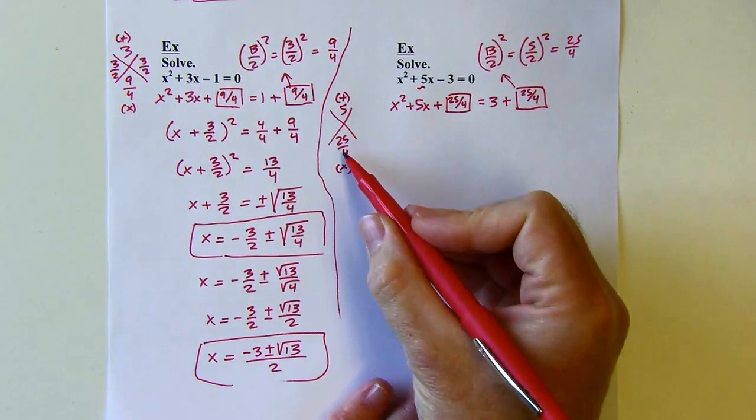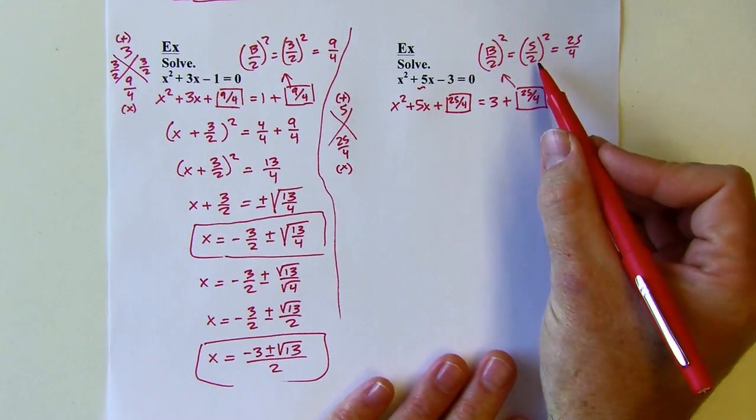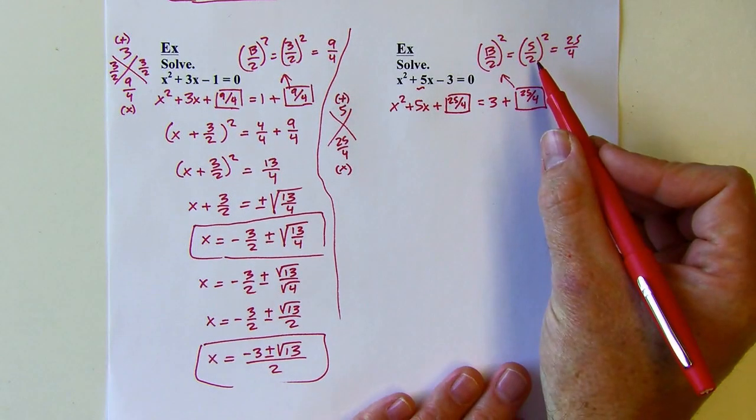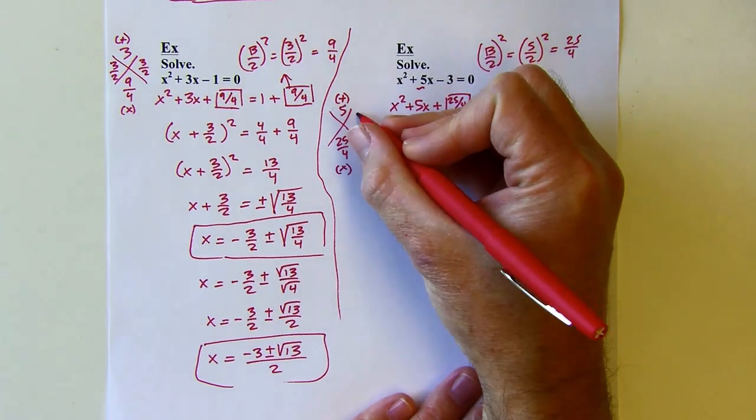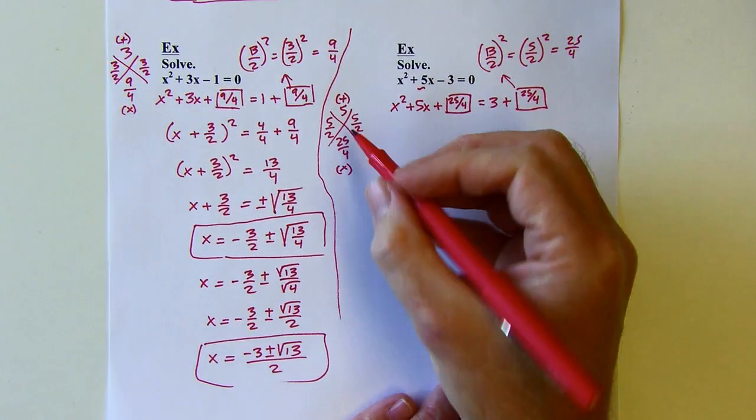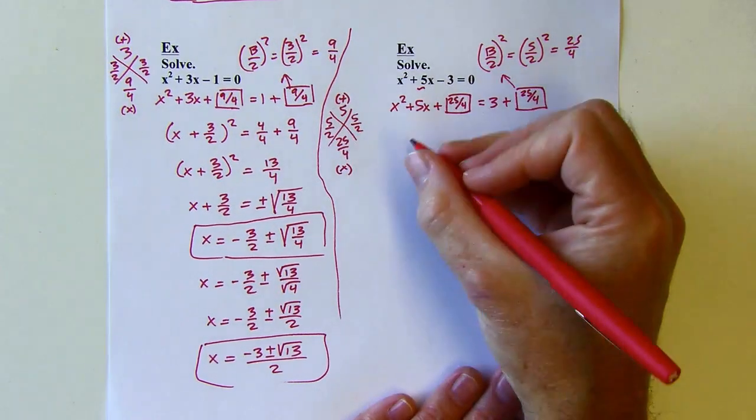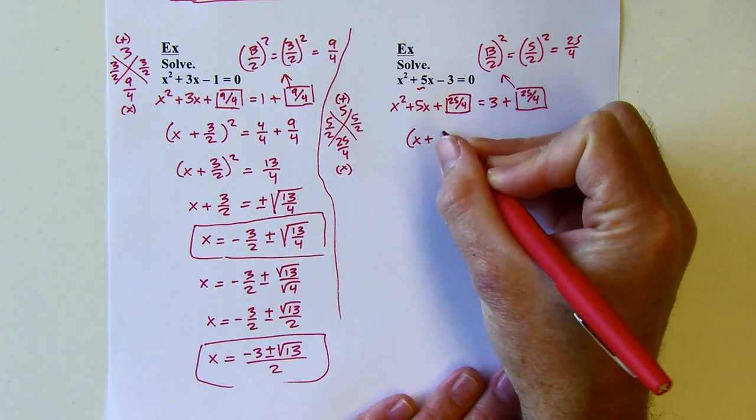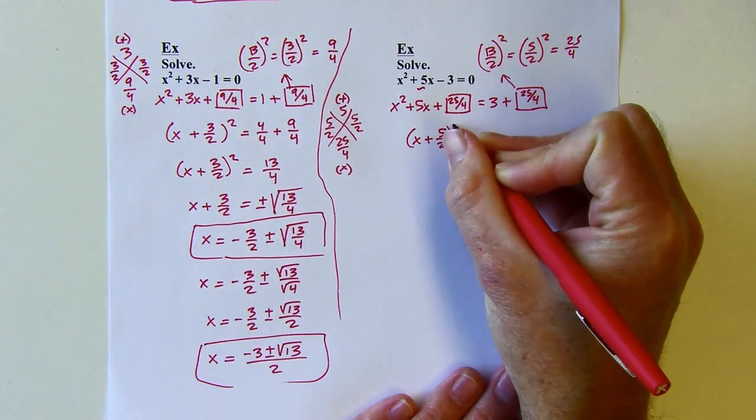Okay, what times itself is 25 fourths? Wait, let me go back on my work there. 5 halves times itself is 25 fourths. Okay, and that does work for adding up to 5 as well. So this is going to factor into x plus 5 halves squared.